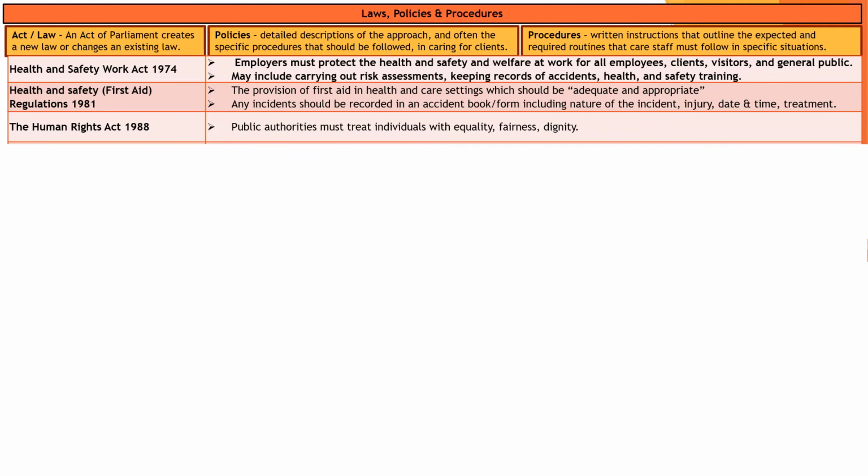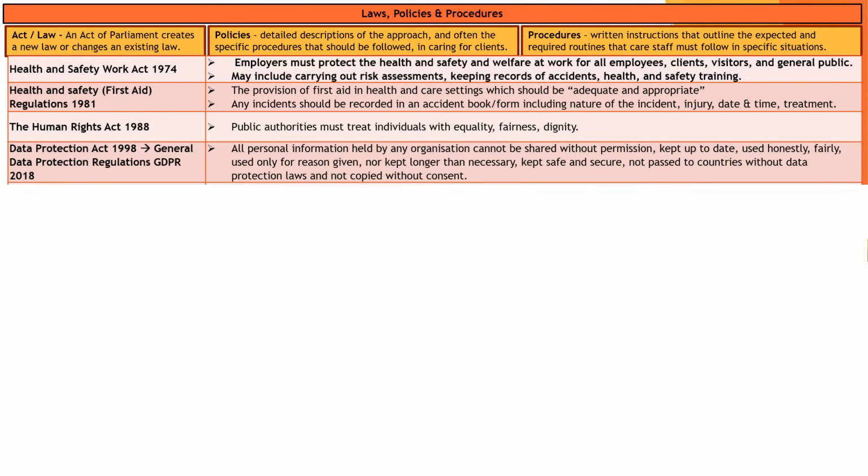The Human Rights Act is an older policy. It's quite general to society. It's about giving people equality, fairness, and dignity in a range of different areas of life, but it does overlap and come into elements of healthcare. The Data Protection Act in 1998, which was replaced in 2018 by GDPR, or General Data Protection Regulations. Essentially, it's about keeping information private, confidential, safe and secure, and making sure that any information that is passed between different agencies, different professionals, is accurate and only passed if necessary and securely.